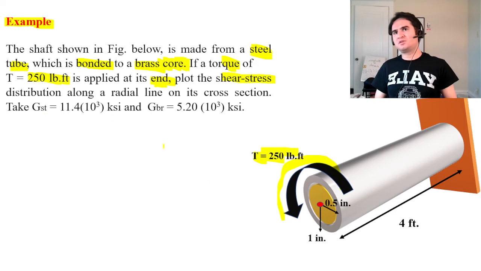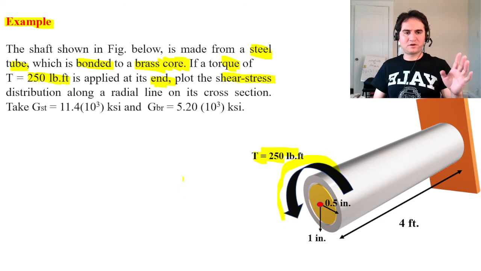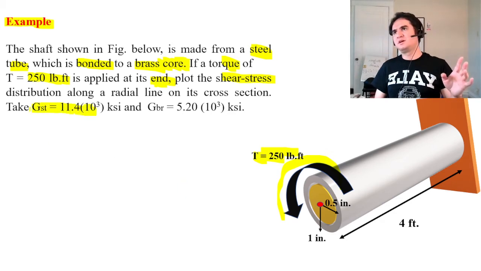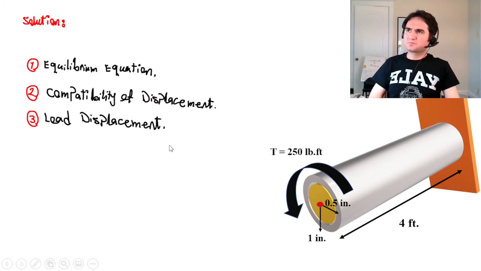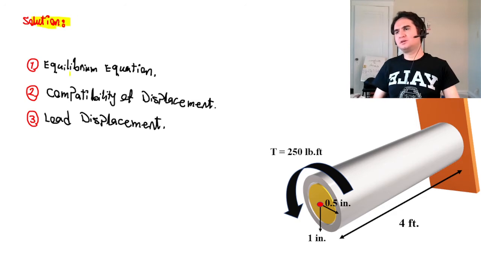What is the share of steel and what is the share of brass from the torsional torque? We know the shearing rigidity of steel is 11.4 times 10 cubed ksi, and the rigidity modulus for brass is 5.2 times 10 cubed ksi. Let's look at the conventional approach, which was solution one. I will upload the link for that video if you have not reviewed it.